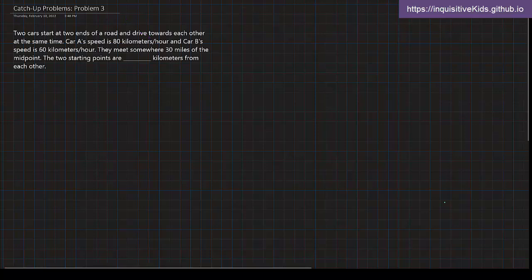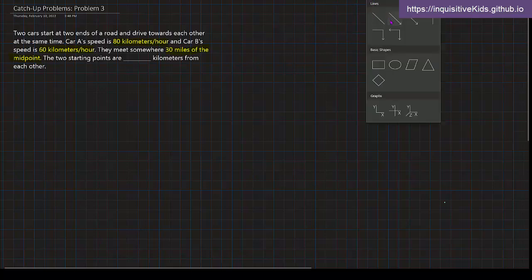Problem 3. Two cars start at two ends of a road and drive towards each other at the same time. Car A's speed is 80 kilometers per hour and car B's speed is 60 kilometers per hour. They meet somewhere 30 miles of the midpoint. Their two starting points are blank kilometers from each other.